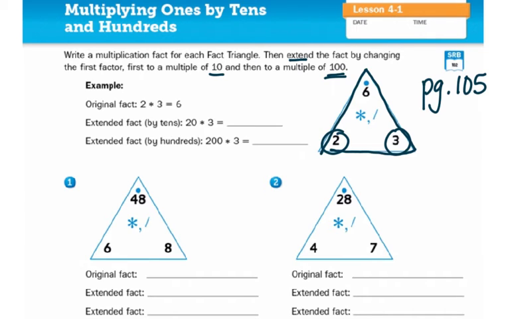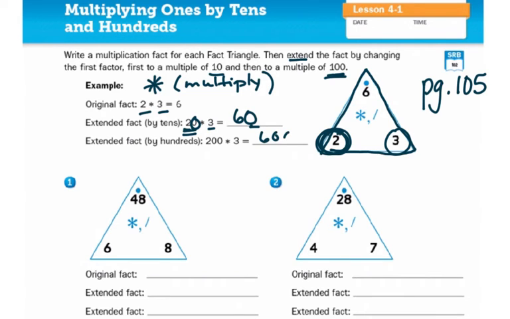So the original fact is 2 times 3 equals 6. Notice that this asterisk means the same thing as multiply. If we extend the 2 to a multiple of 10, we say 20 times 3 is 60, or 2 times 3 is 6, and we add in a 0. Then we're going to extend that same factor and make it a multiple of 100. So 200 times 3 is 600, or I take 2 times 3, which is 6, and then add on the 2 zeros at the end.